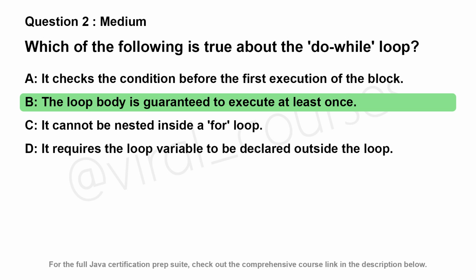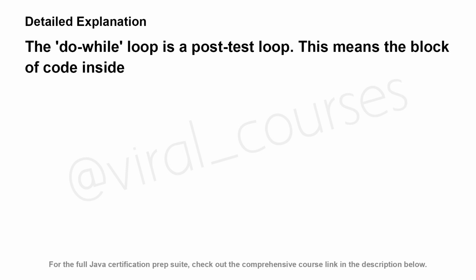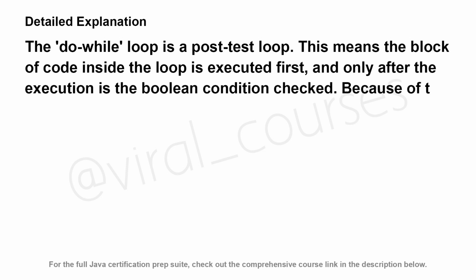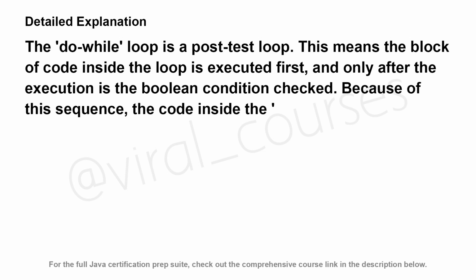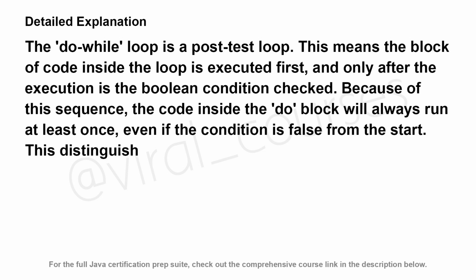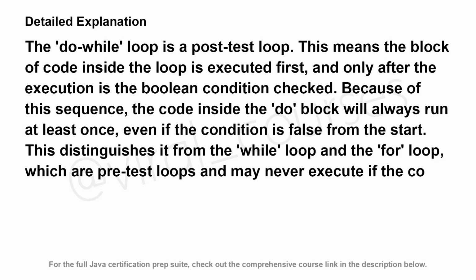The correct answer is B. The do-while loop is a post-test loop. This means the block of code inside the loop is executed first, and only after the execution is the Boolean condition checked. Because of this sequence, the code inside the do block will always run at least once, even if the condition is false from the start. This distinguishes it from the while loop and the for loop, which are pre-test loops and may never execute if the condition is initially false.